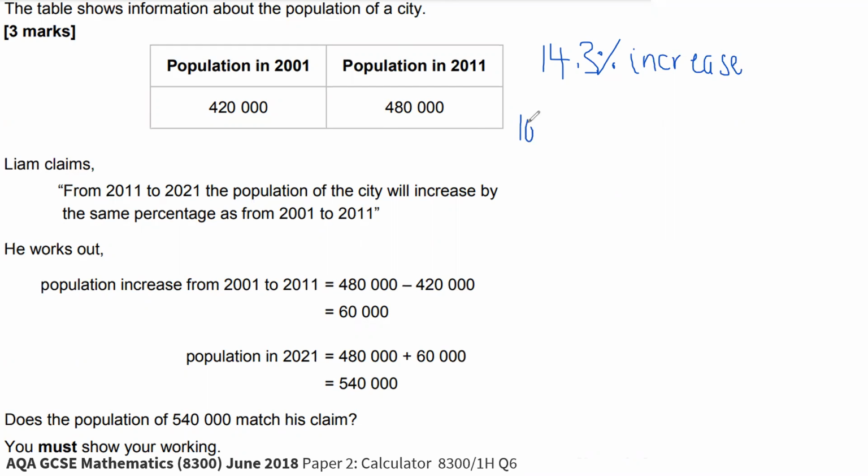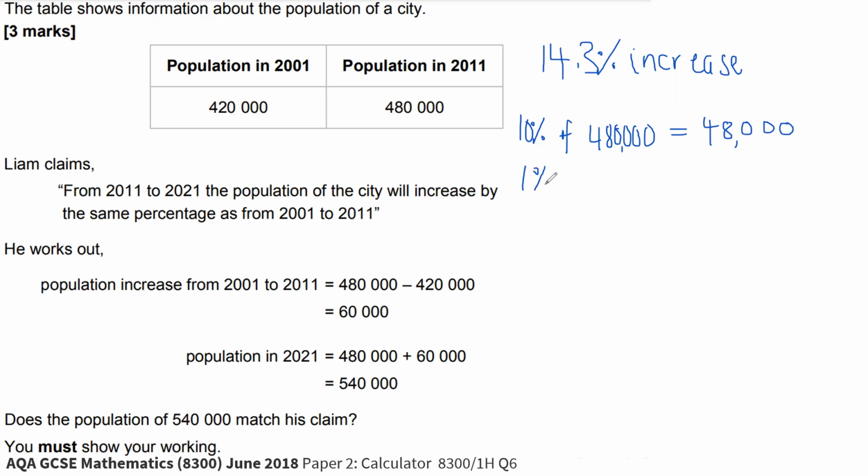So to do that, we can start by finding 10% of 480,000. And if you hopefully remember, if we're finding 10% of something, that's the same as dividing it by 10. So to find 10%, we divide this by 10, remove the last 0. So that's going to give us 48,000.